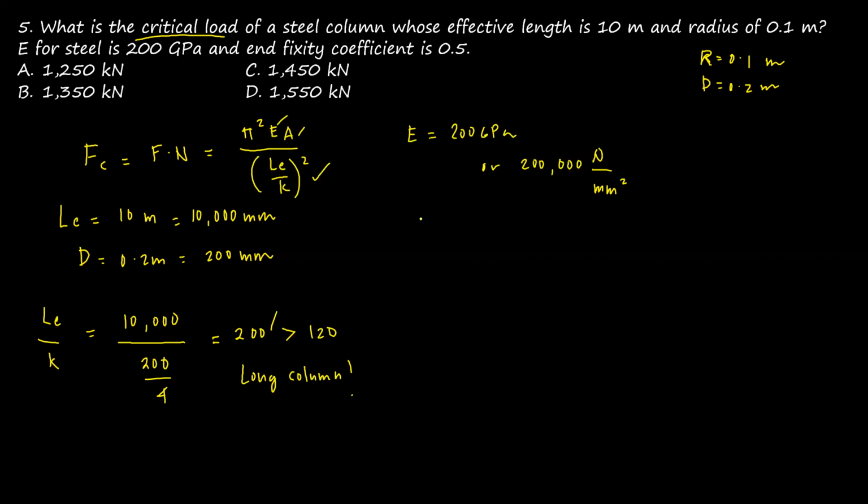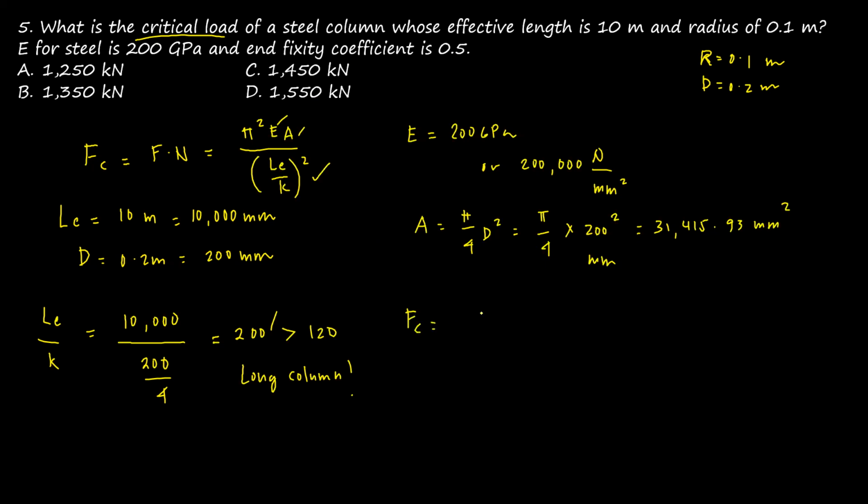So meron tayong E. So ang area naman natin is pi over 4 d squared. That is equivalent to pi over 4 times 200 squared. So isa-isa natin. So this is mm. So it will be mm squared in answer. So that was pi over 4 times 200 squared. And that is equivalent to 31,415.93 mm squared.